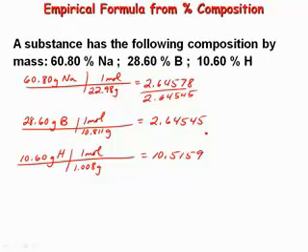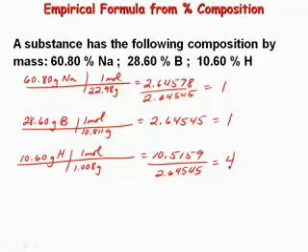so 2.64545 divided by 2.64545. This one is 1. That one's going to give us a 1, and so that's going to give us 3.975, which is about 4. So my formula then is going to be NaBH4 for that.